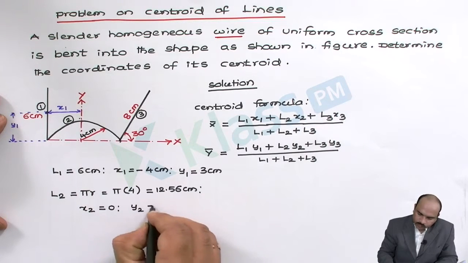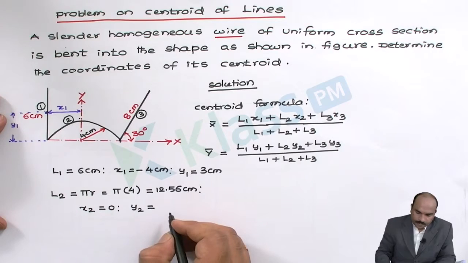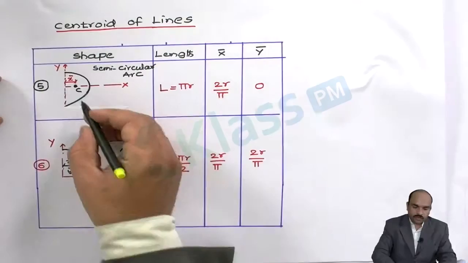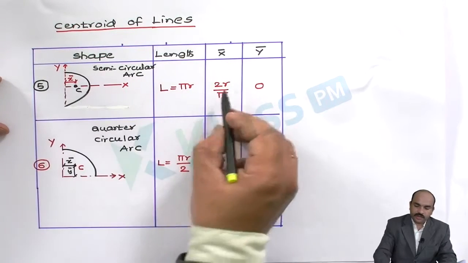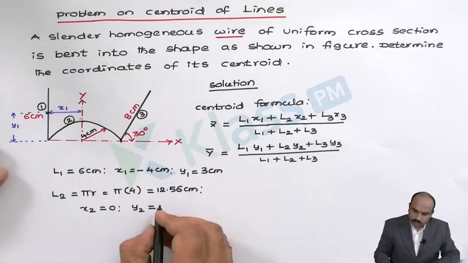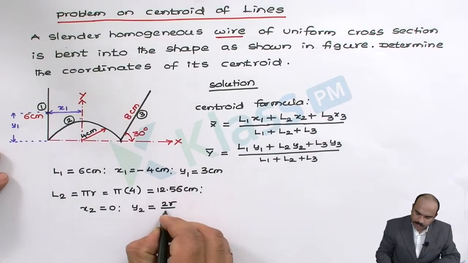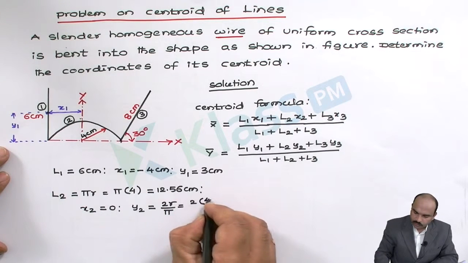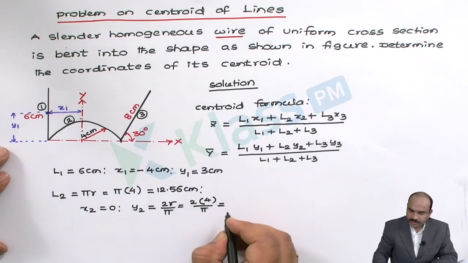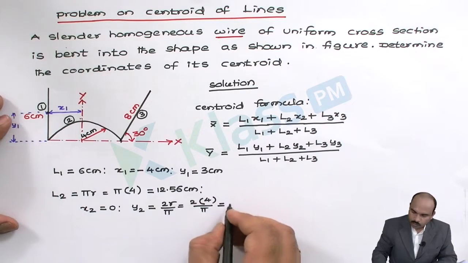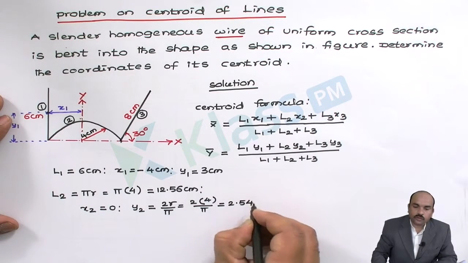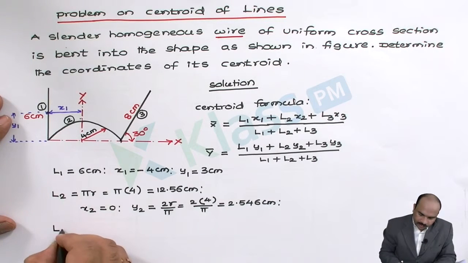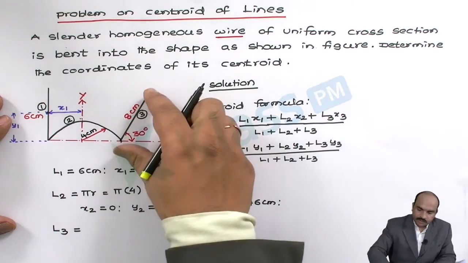Then y2. So for the formula for the semicircular arc along the y direction, let us see the formulas. We can see here this length is 2r by pi. So 2 into its radius, 4, by pi. So we are getting its value as 2.546 centimeters.